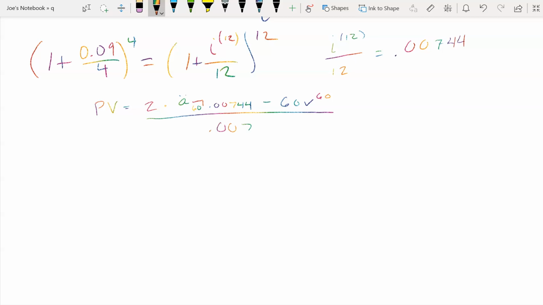Apparently, I lost my calculator. There's a calculator on my desk. Isn't the I at the bottom times 12 or no? No, it's the monthly rate on the bottom here. Yeah, because it's always the interest per period.